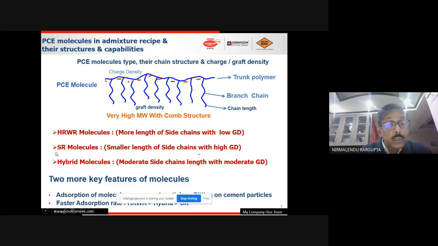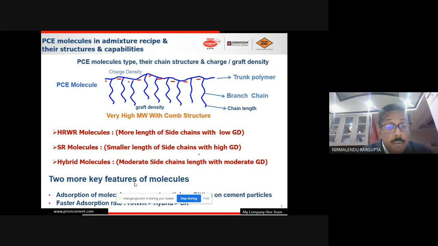And SR molecules, slump retainer molecules: you will find the length of the side chain is very short, but their graft density is very high. They are very close to each other. The number of side chains per unit length is very high. So it requires graft density, not side chain length. Hybrid molecules are a compromise of these two, because they give water reduction as well as slump retention. So moderate chain lengths with moderate graft density.